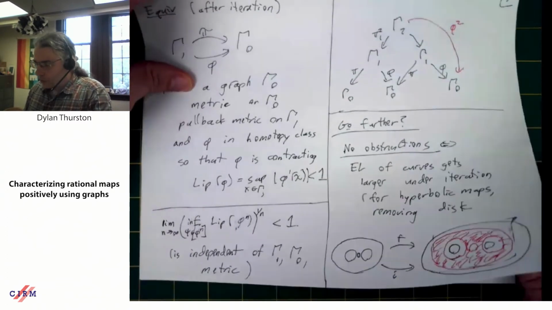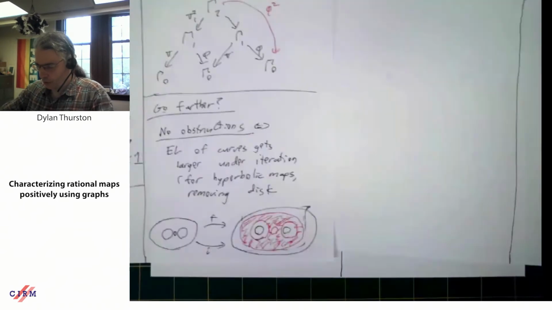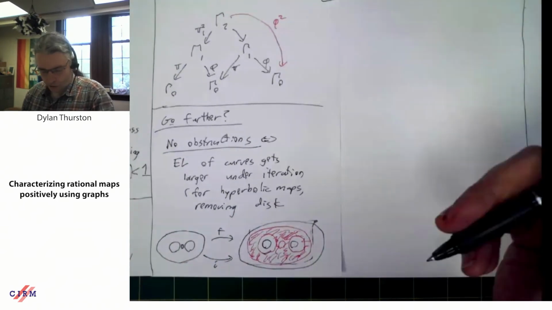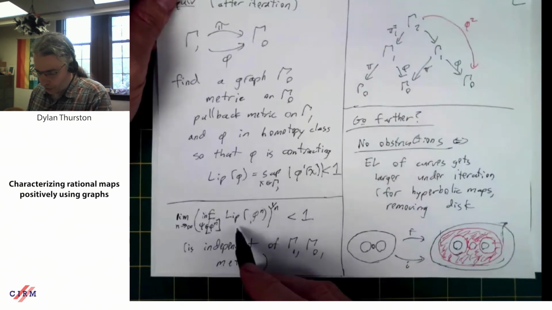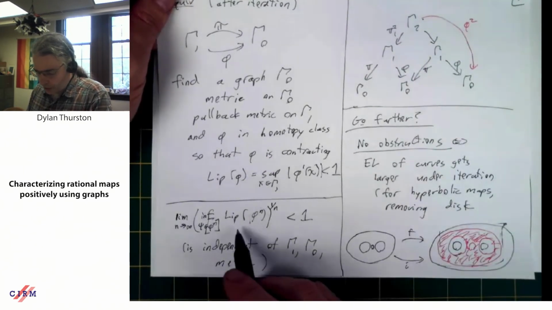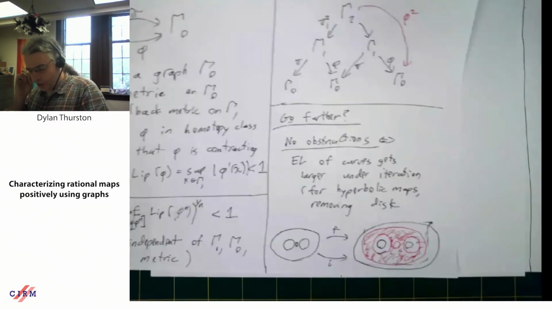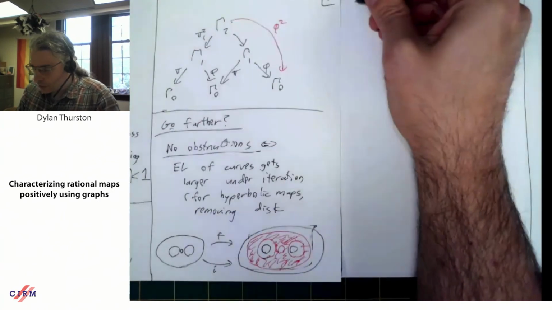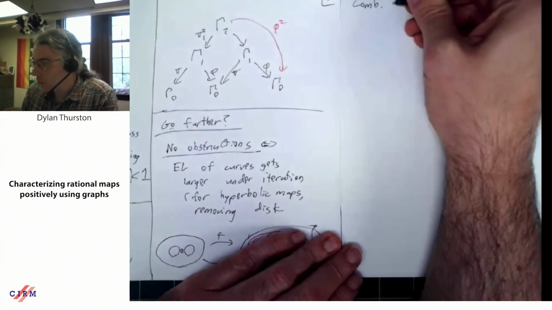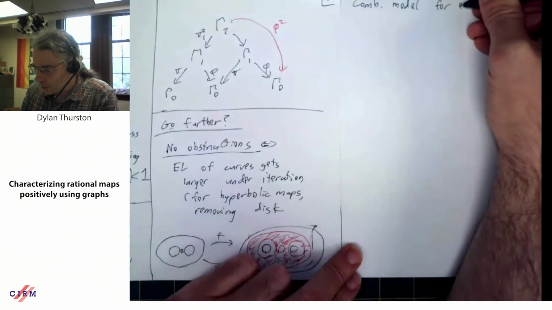And so we want to look at something like this, where instead of looking at Lipschitz stretch, we want to look at how extremal length behaves under backwards iteration. So we want some sort of combinatorial model for extremal length.